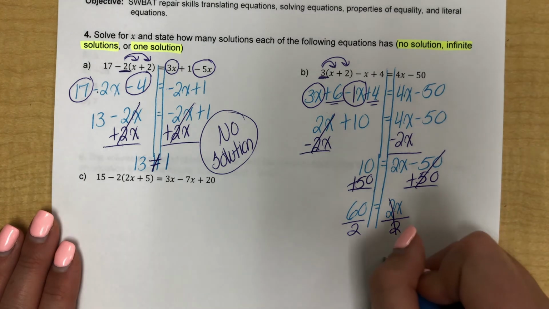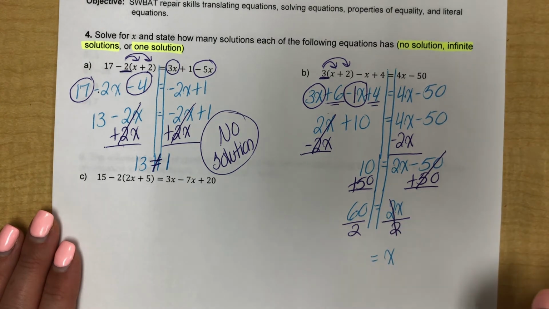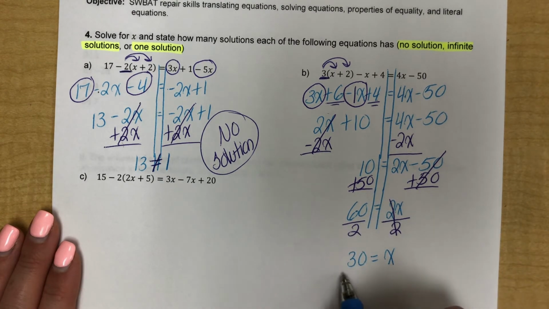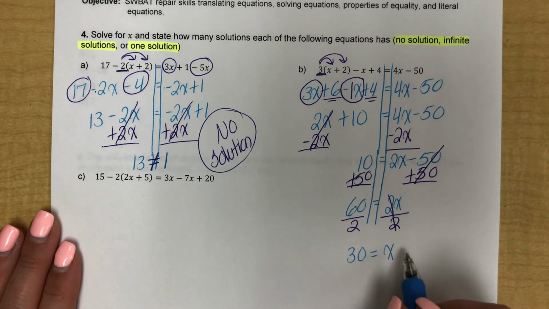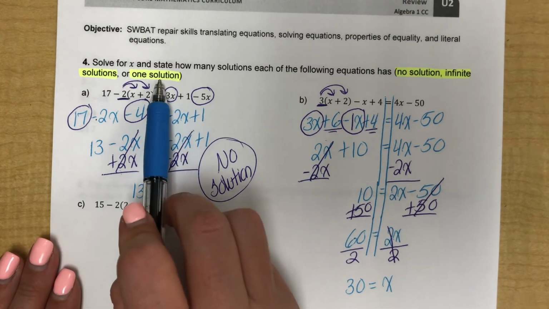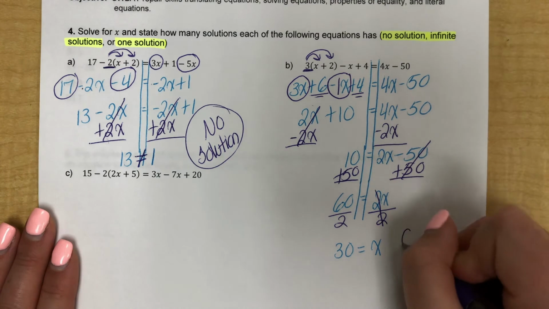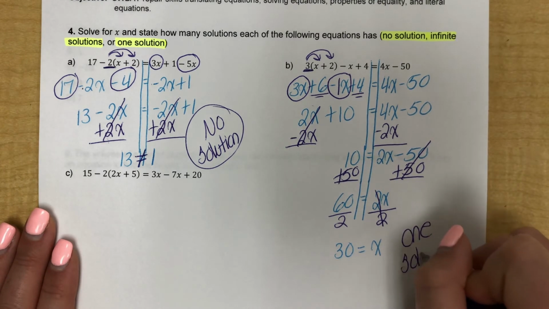And here is my final answer. X equals 60 divided by 2 is 30. I'm getting one final answer here, so that would be one solution. That's what I'm going to write. This would represent one solution.